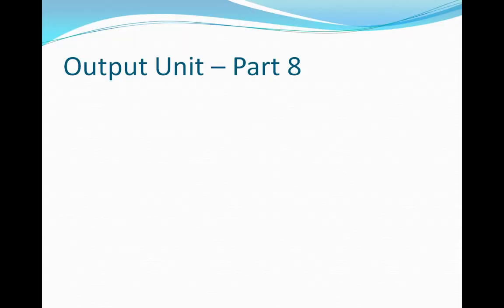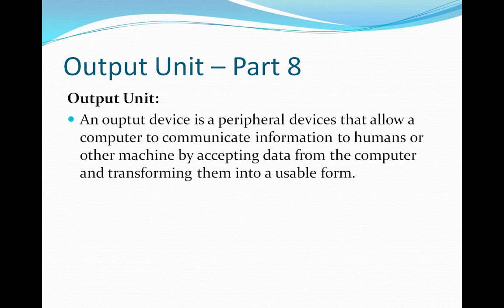Last video we have seen about the input devices or input components, what we have like keyboard, mouse, joysticks and so on. So today in this video we'll see about the output unit. So what is an output device? An output device is a peripheral device that allows a computer to communicate information to humans or any other machine by accepting data from the computer and transforming them into a usable form.